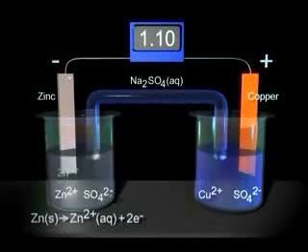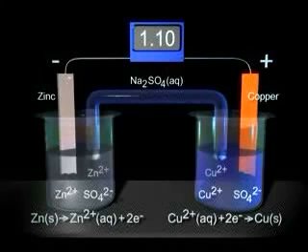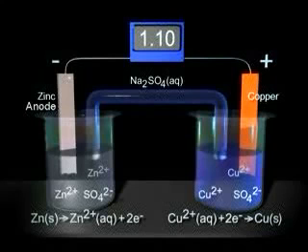As the cell reaction proceeds, zinc atoms of the zinc electrode lose electrons and move into the solution as zinc ions. At the same time, copper-2 ions acquire electrons at the copper electrode and form copper metal. The reaction in the left-hand compartment is oxidation of zinc. The electrode at which oxidation occurs is called the anode.